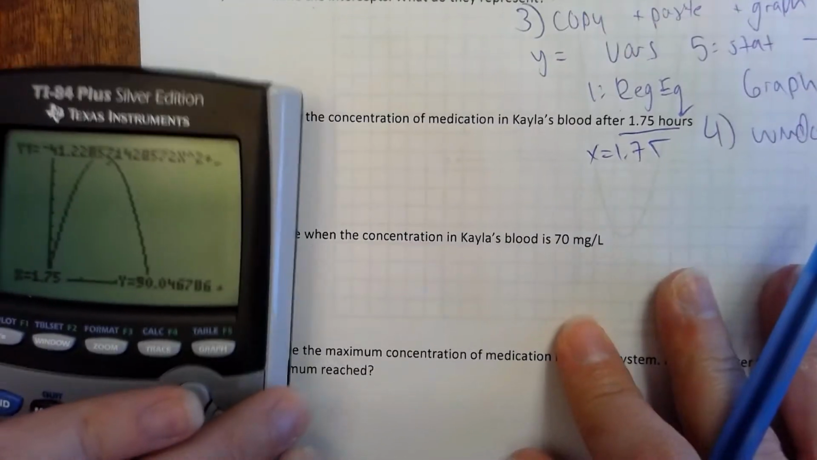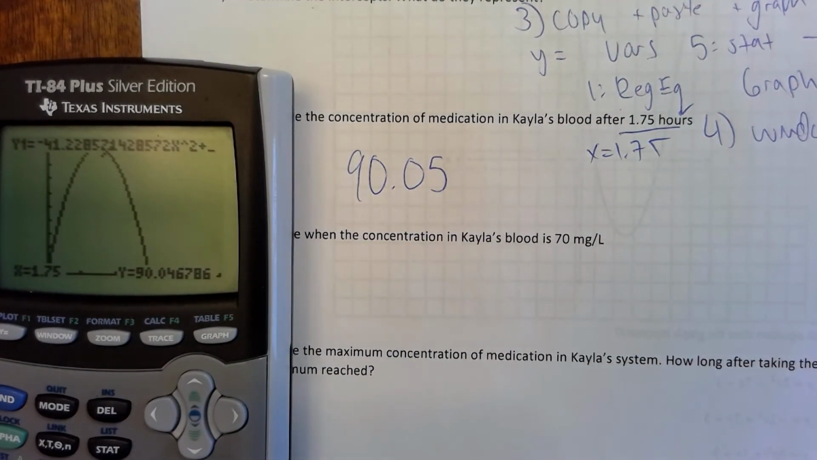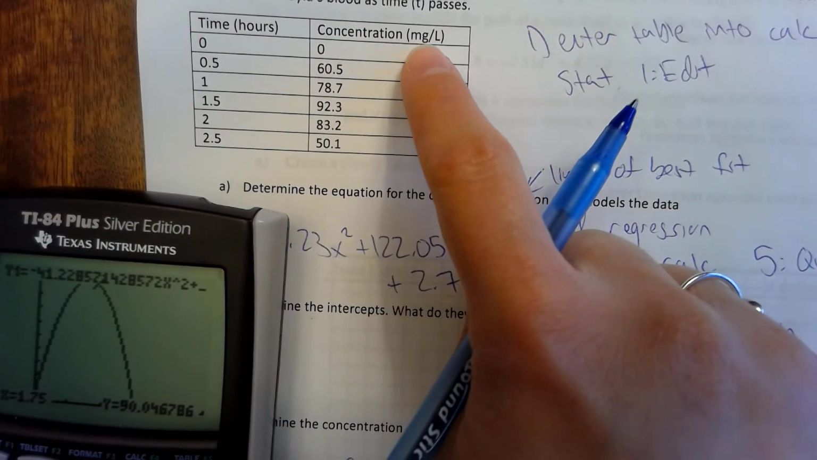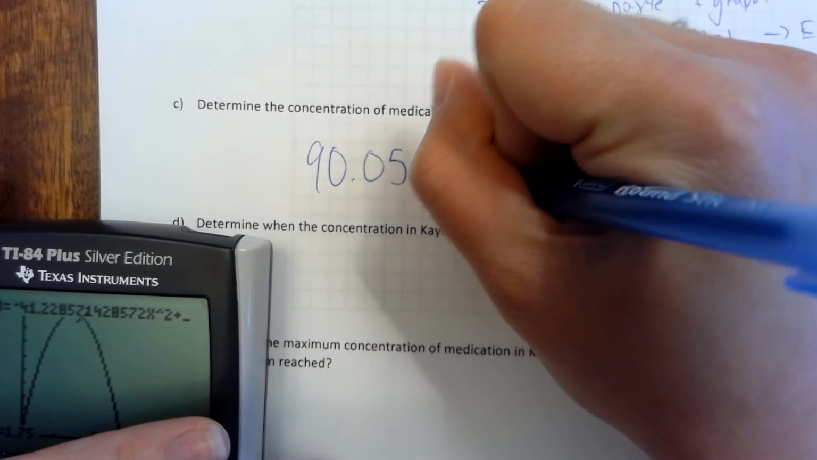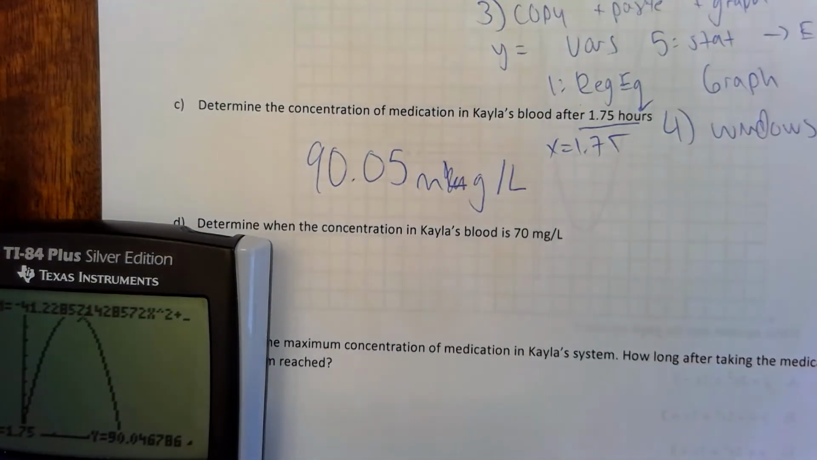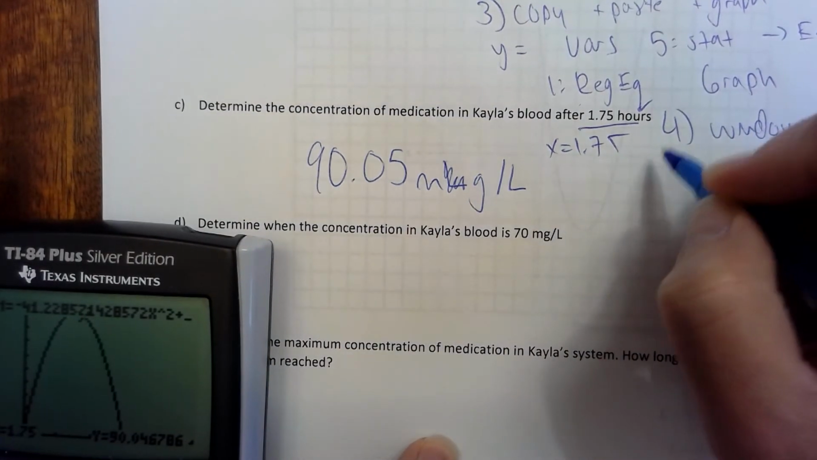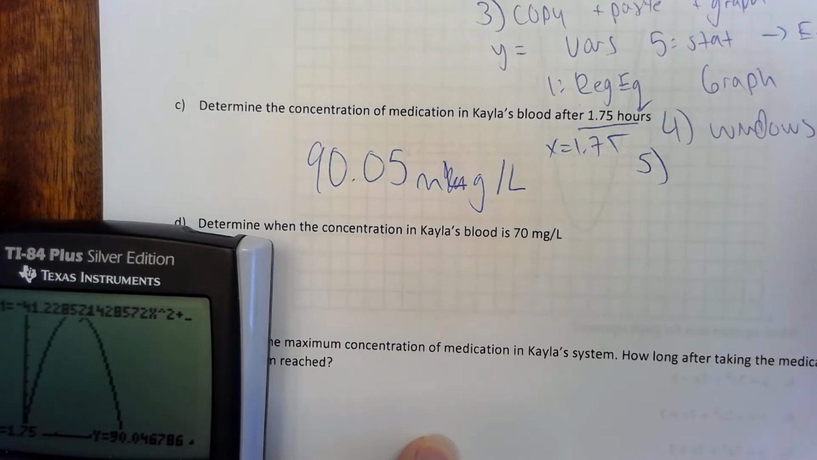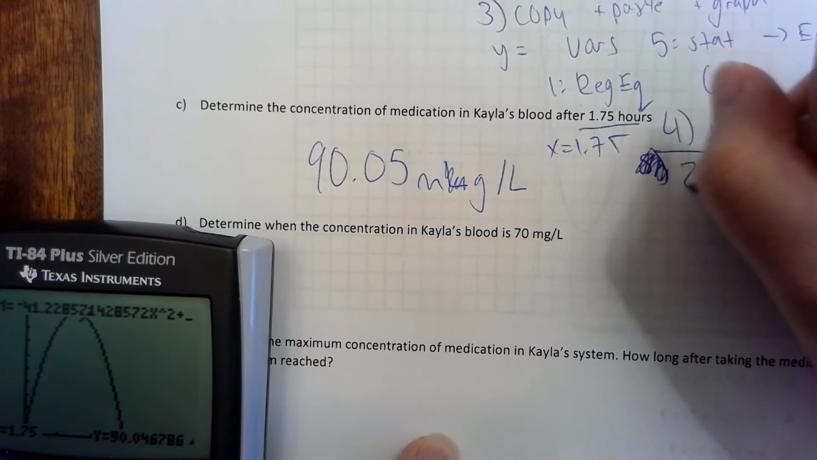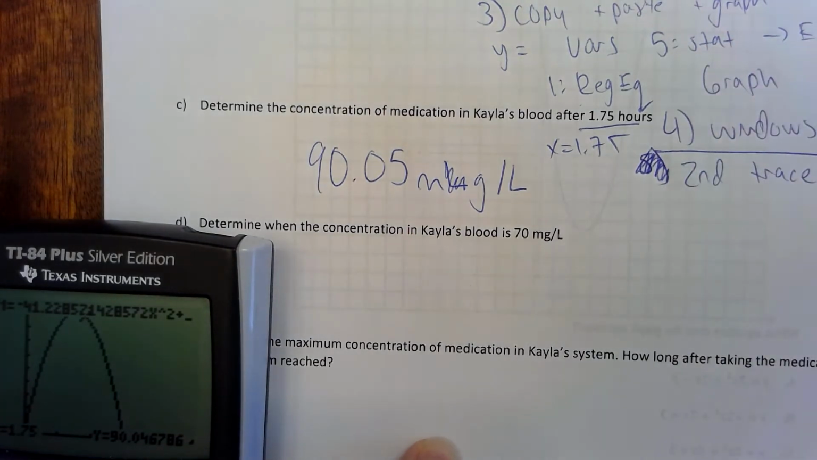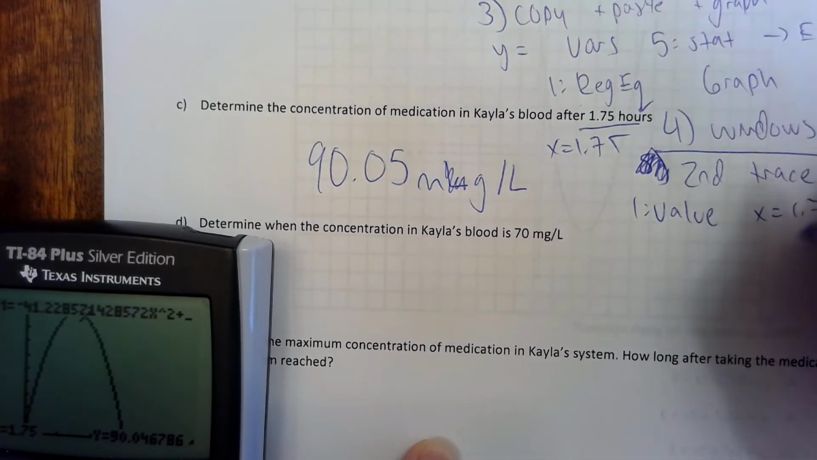It's kind of hidden in this number up here, but it shows me right on my graph right there, and there's my y value. So concentration is 2 decimal places, 90.05. Well, it told me up here concentration is milligrams per liter. So that's 90.05 milligrams per liter. There we go. Nice. I'm just going to write down the steps in here because that's probably helpful. So what I did here is I went second, trace, 1 for value. I put in x equals 1.75, and I just hit enter.